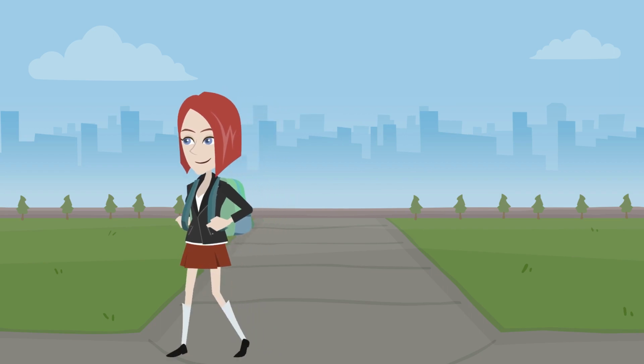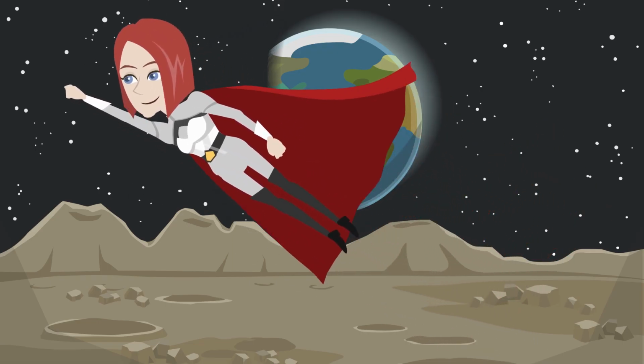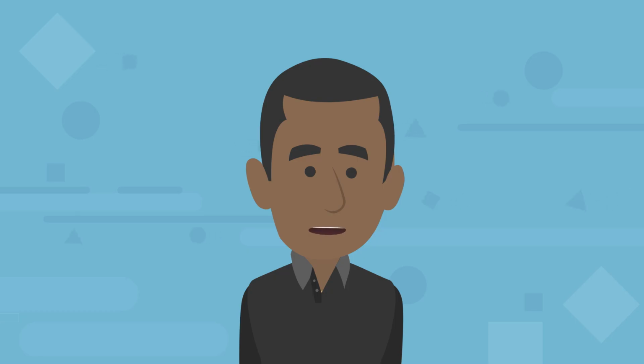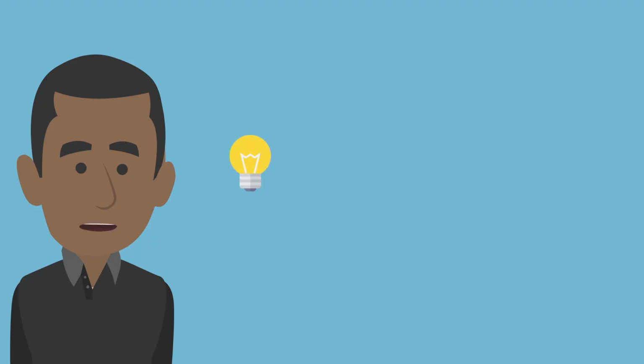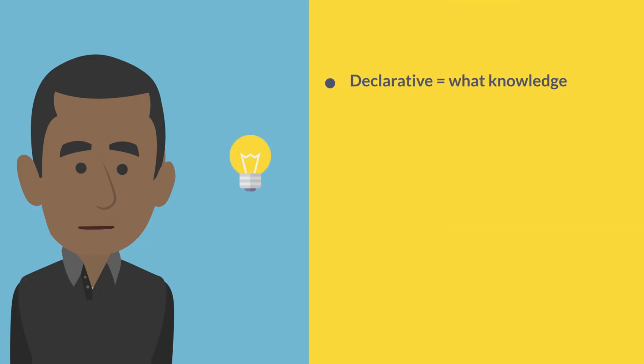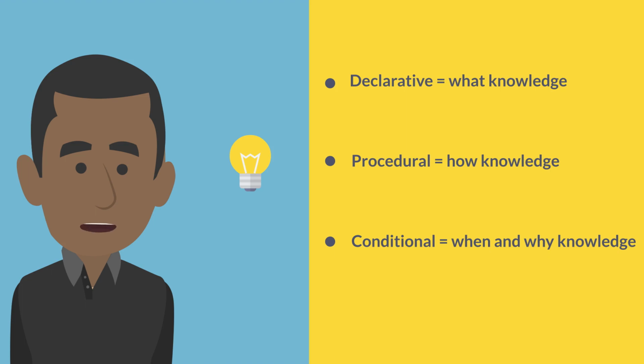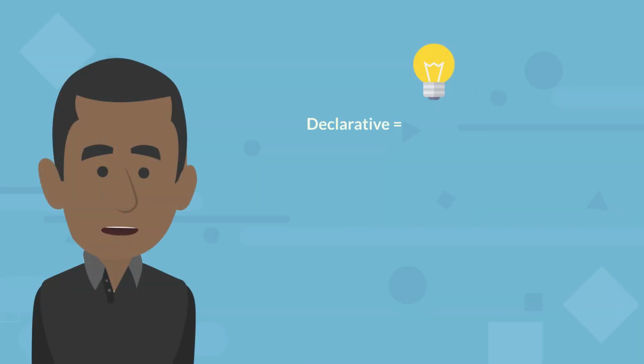Knowledge is power, but metacognition is a superpower. Metacognitive knowledge, or meta-knowledge, is knowledge about one's thinking processes, mental states, dispositions, and so forth. Our meta-knowledge exists in three forms. Declarative knowledge is our what knowledge, procedural knowledge is our how knowledge, and conditional knowledge is our when and why knowledge.